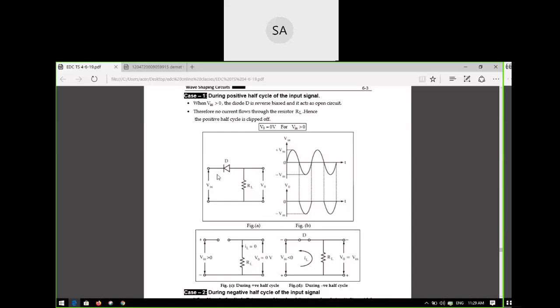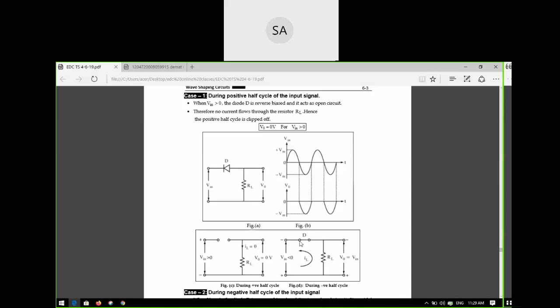Is it clear, all of you? Yes, sir. This portion is now forward bias. So for forward bias, how will the circuit act? Will the diode act like an open circuit or a short circuit? Short circuit. So it will act like a short circuit. Short circuit means this portion.